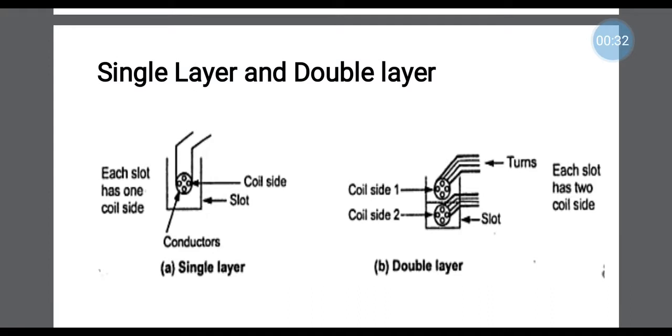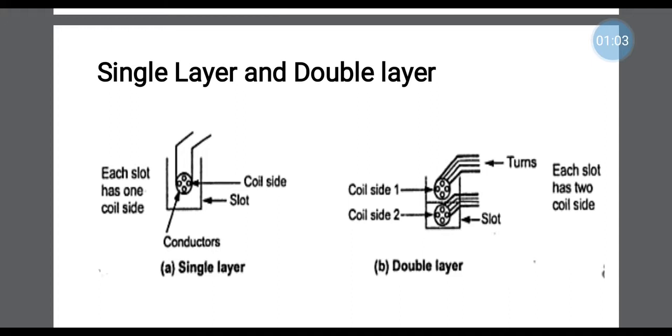Single layer and double layer. You just see here there are two figures, A and B. A is a single layer and B is the double layer. In the slot, you can notice a single slot is there. In this slot, only one conductor is placed. So this we call a single layer. That means each slot has only one coil side, or one conductor, one coil side. Then we call it a single layer.